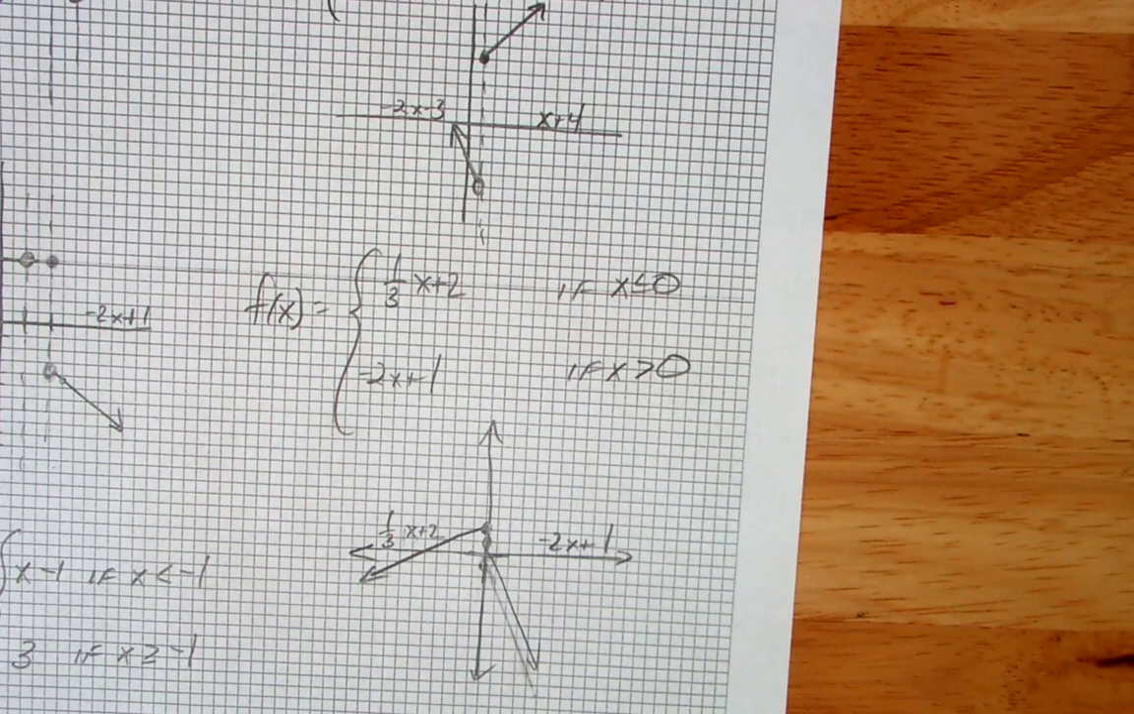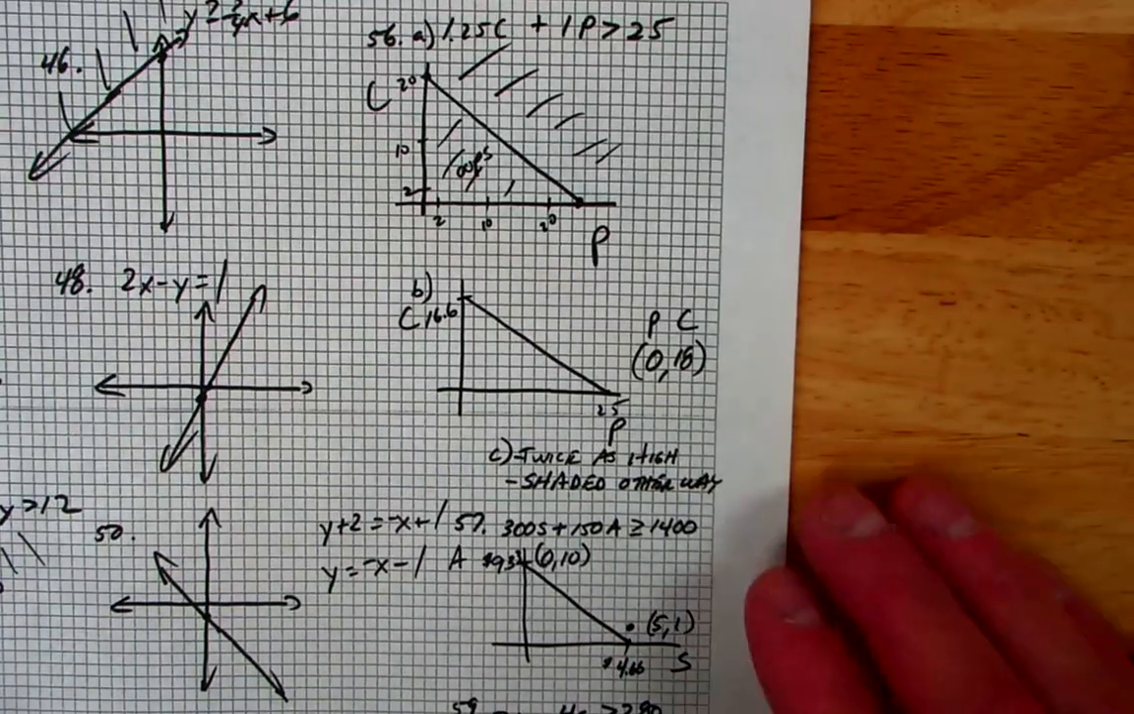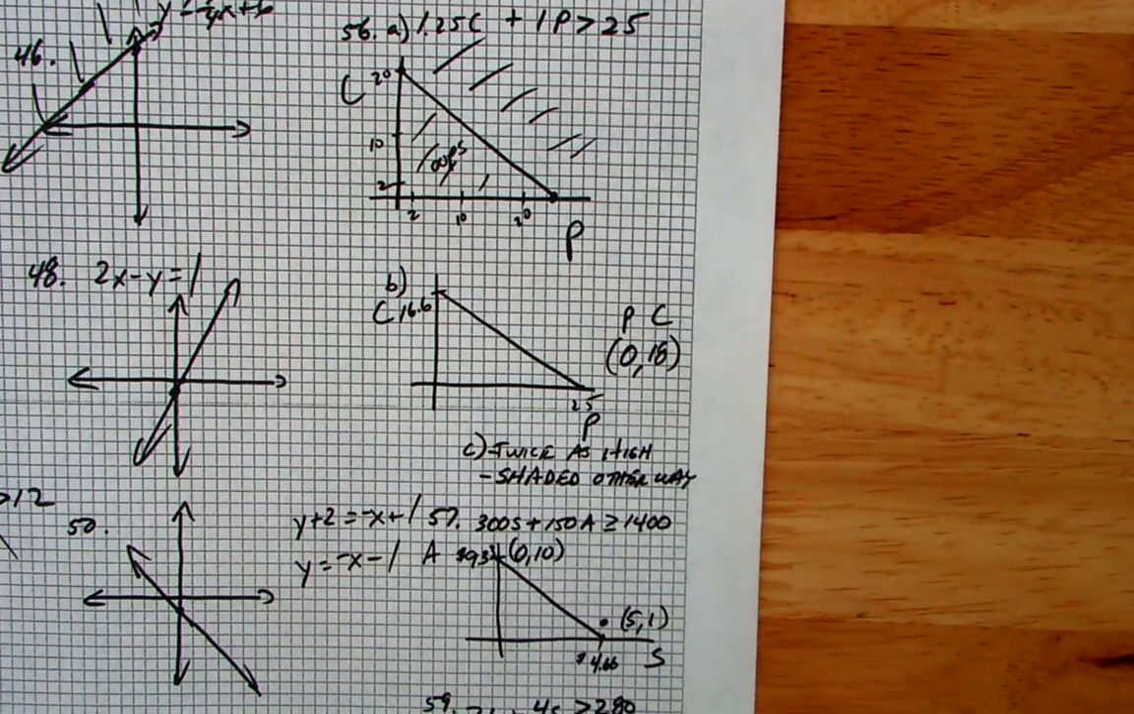So, for example, I think it is very important that when you're doing things like 56 and 57, all that good stuff, that you label your axis. Like C and P, or use variables that make sense. I'm not a big X and Y fan.